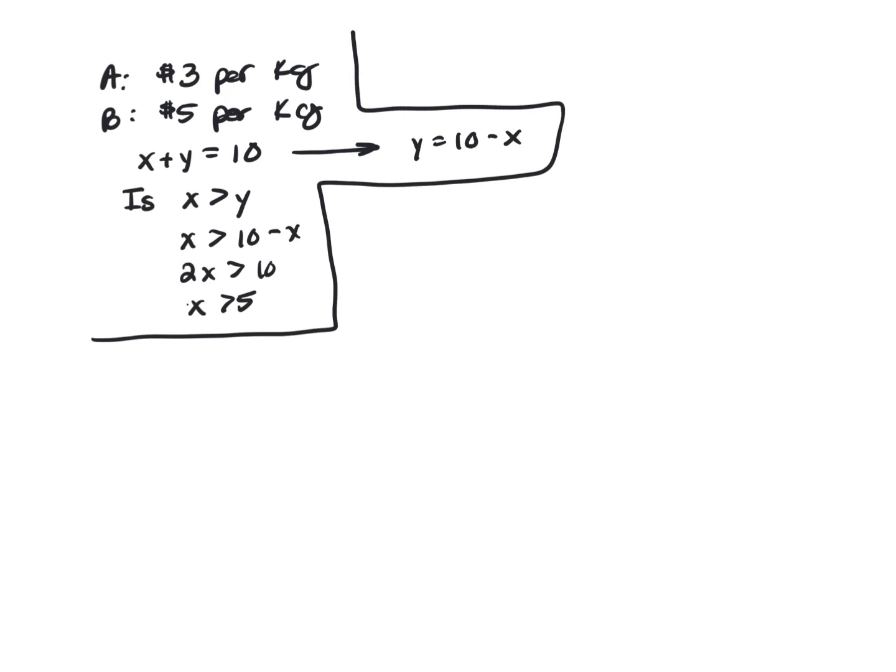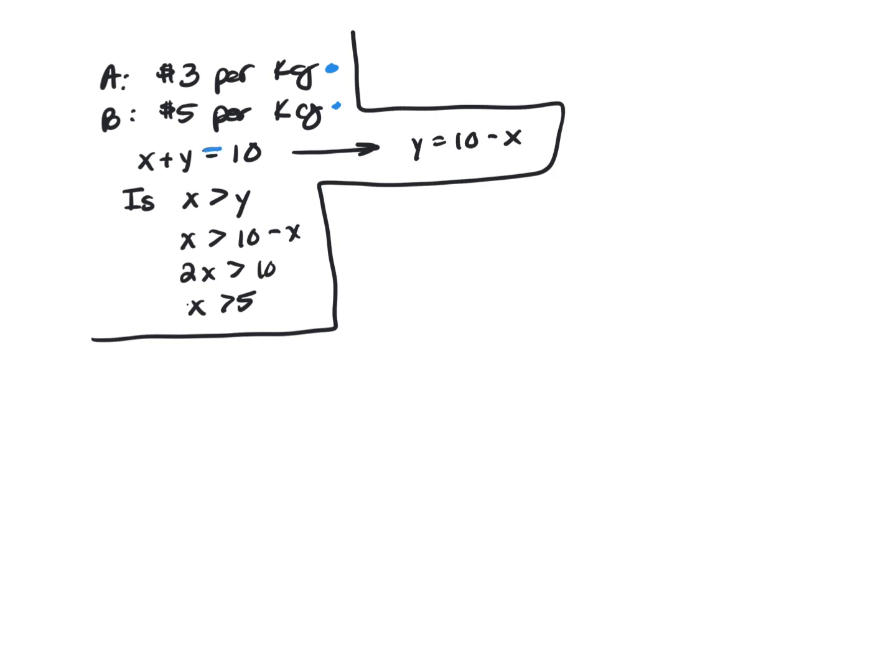We know that material A costs $3 per kilogram. Material B costs $5. If 10 kilograms of material K consist of X of A and Y of B, is X greater than Y?